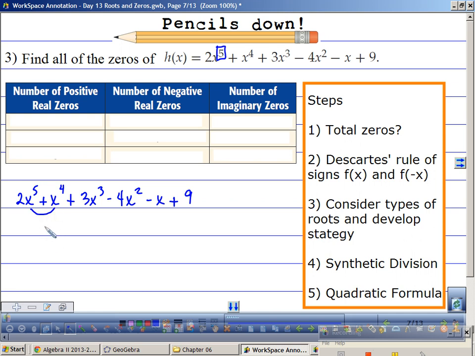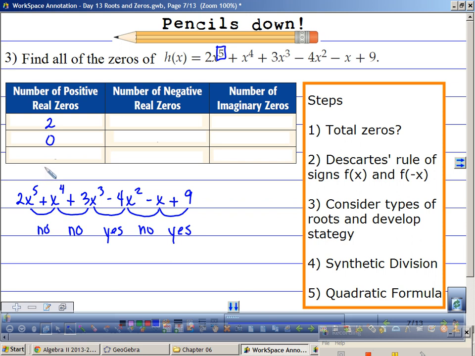Sign change? No. Sign change? Sign change? Sign change? Sign change. Because there are 2 sign changes, there are possibly 2 real zeros, but not for sure. Either 2, or you can lessen that amount by an even number. Sounds a little complicated. So that would be either 2 or 0. Those are our possibilities right now.